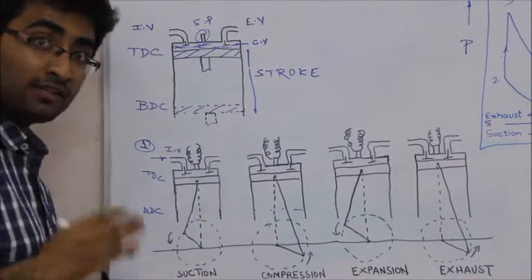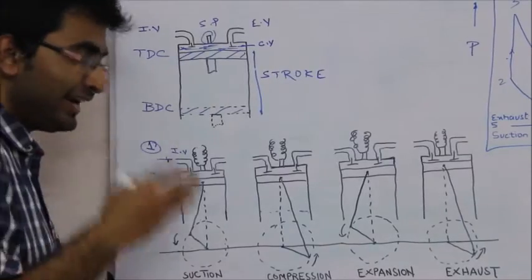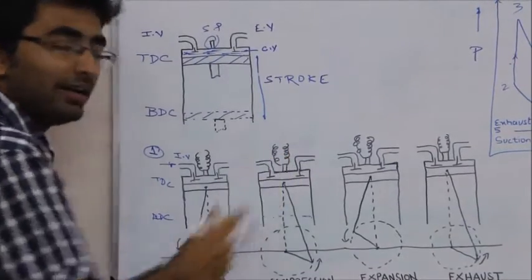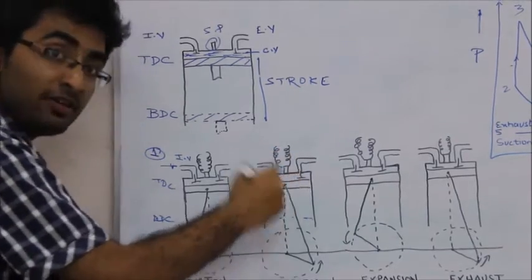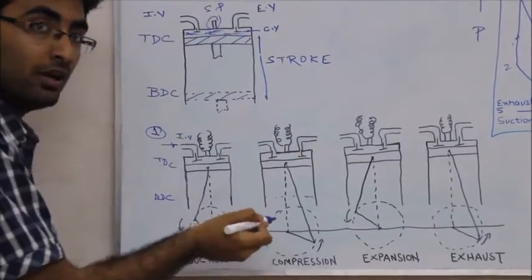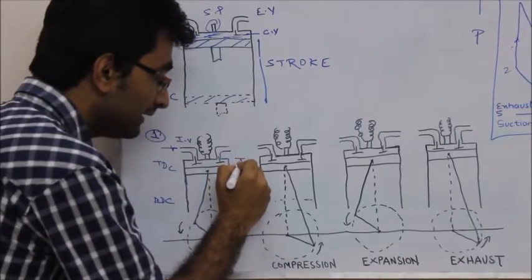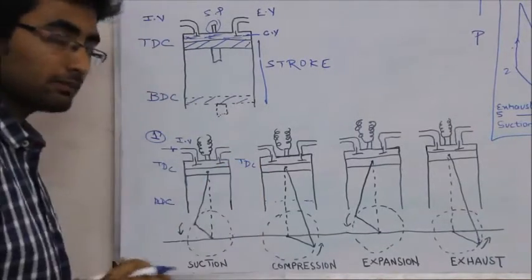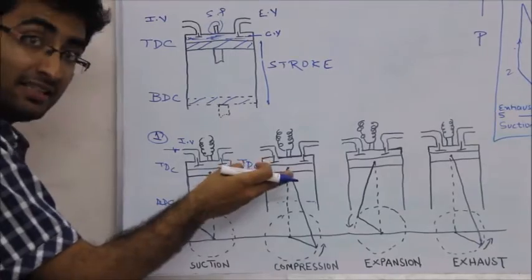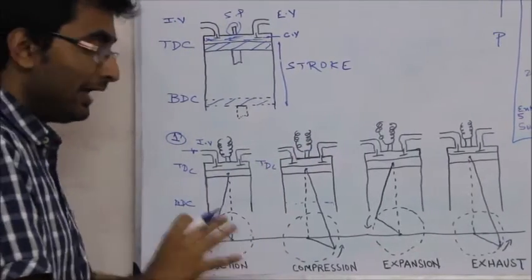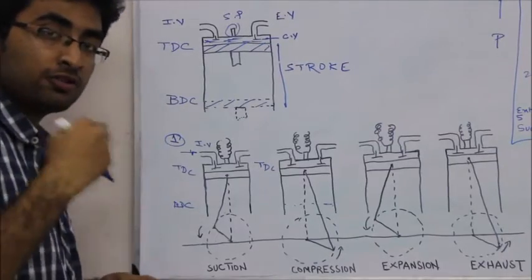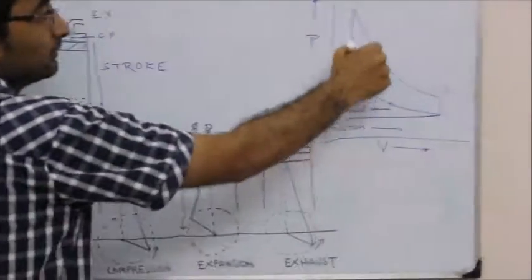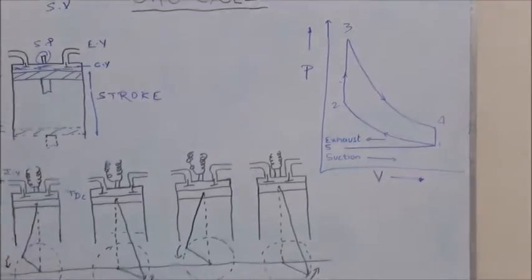Before the end of the stroke, I repeat, before the end of the stroke, this is the spark plug, it ignites the mixture. The spark plug ignites the mixture before the end of the compression stroke, that is, before the piston reaches the TDC. It supplies the heat at constant volume. You can see this graph. I will explain this graph once more.